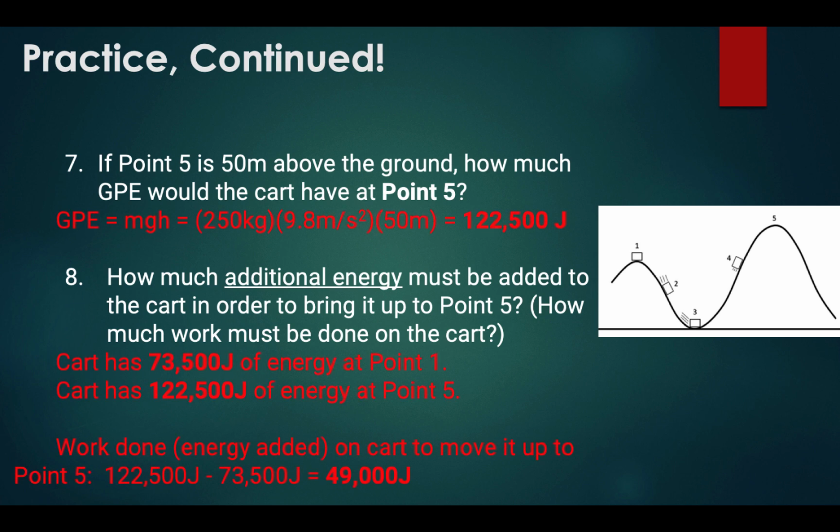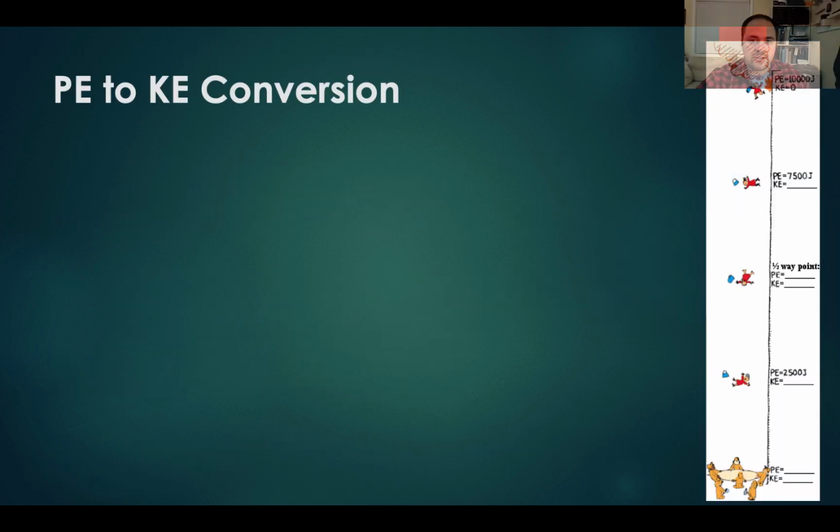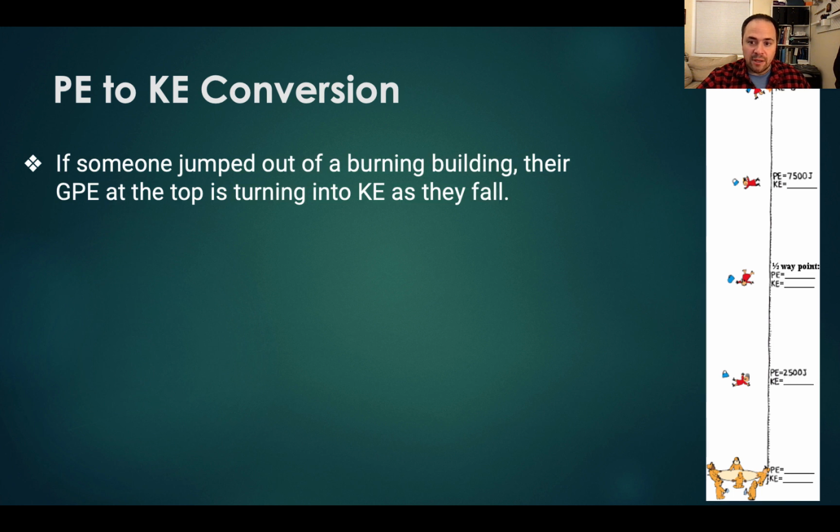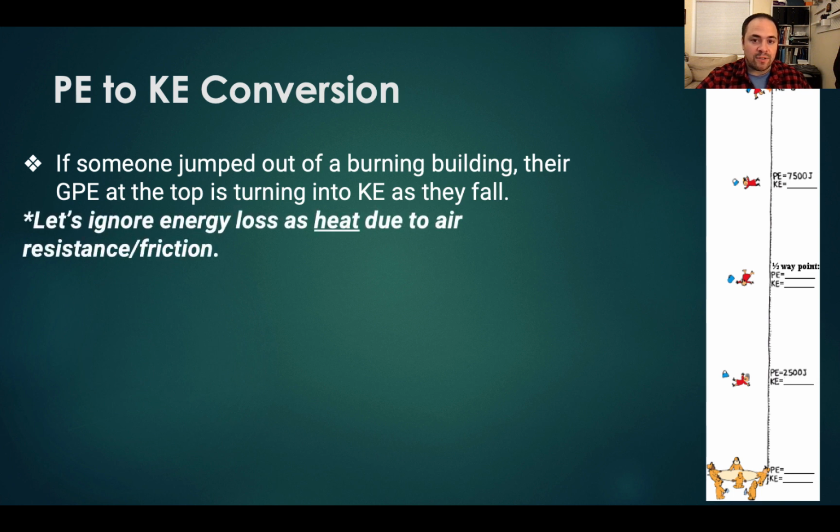So continuing with energy conversion, potential energy to kinetic energy conversion. Let's take the example of jumping out of a burning building. If someone were to jump out of a burning building, their gravitational potential energy at the top would be turning into kinetic energy as they fell. And we're going to ignore air resistance, a source of friction, for this example again, and therefore we have no energy lost to heat. So at the top, their energy is 100% gravitational potential energy. They have no kinetic energy. They have not started moving yet.